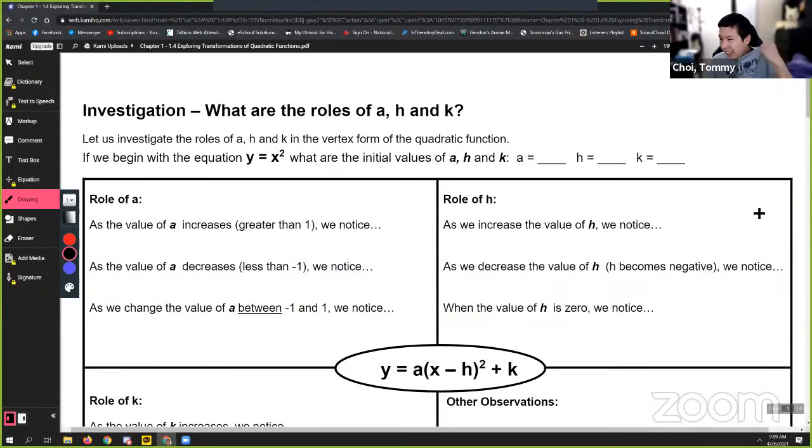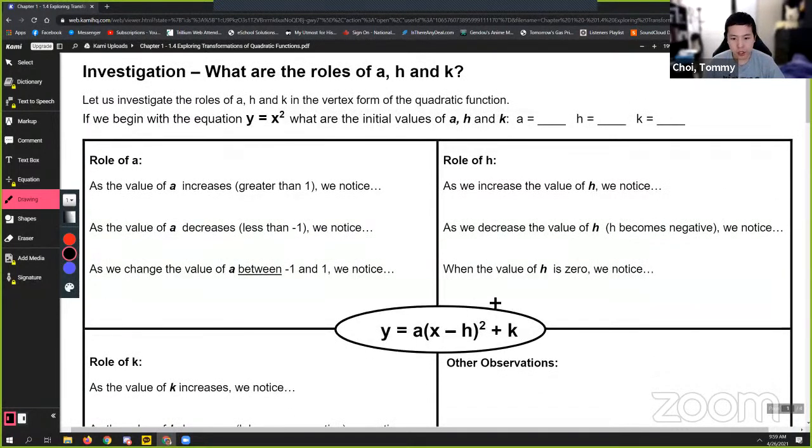What are the roles of A, H, and K? So let us investigate the roles of these. If we begin with the equation y equals x squared, we know that's a quadratic equation, right? We know that's a quadratic function. And then what are the initial values of A, H, and K?